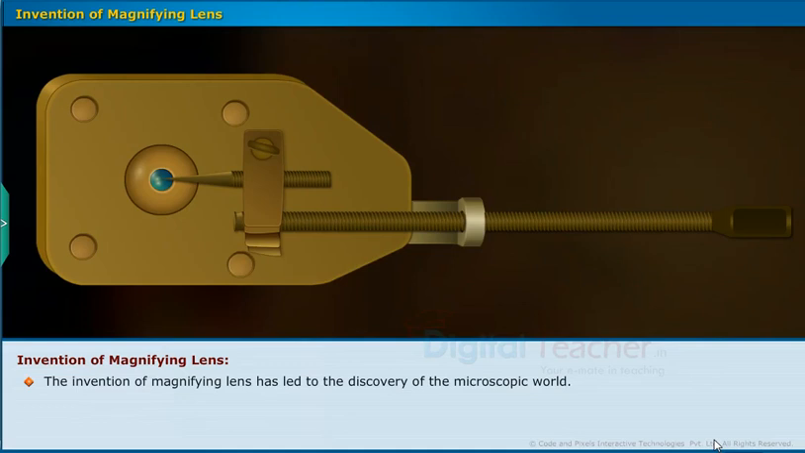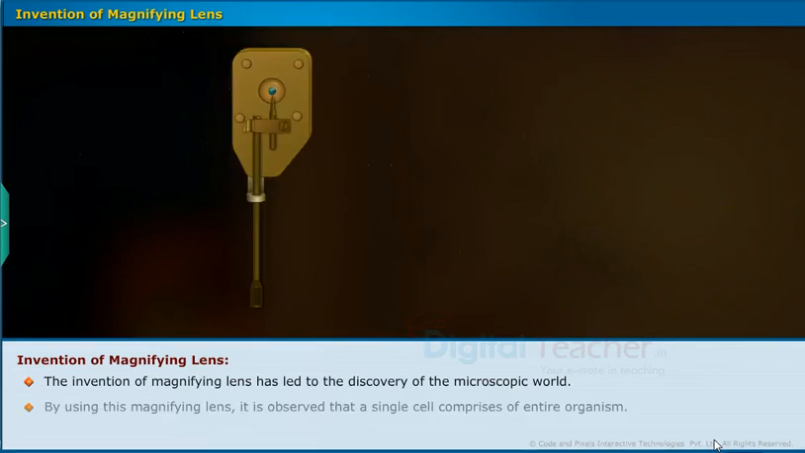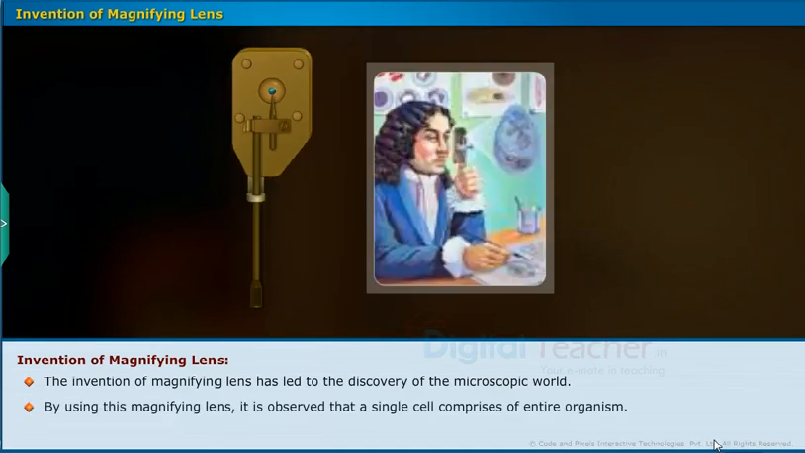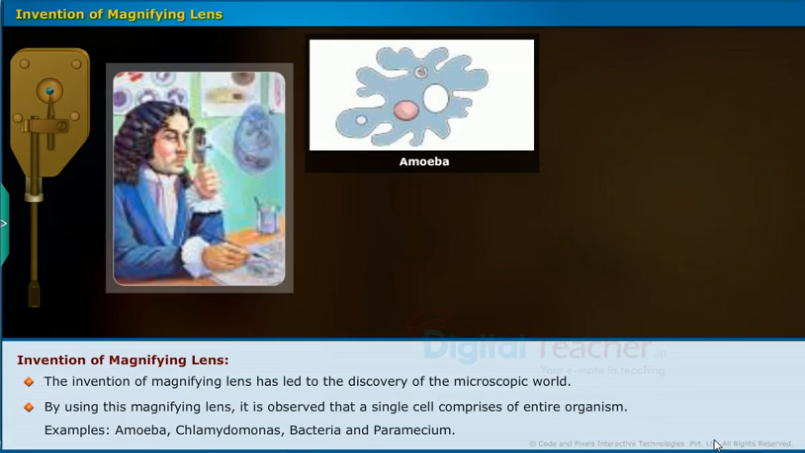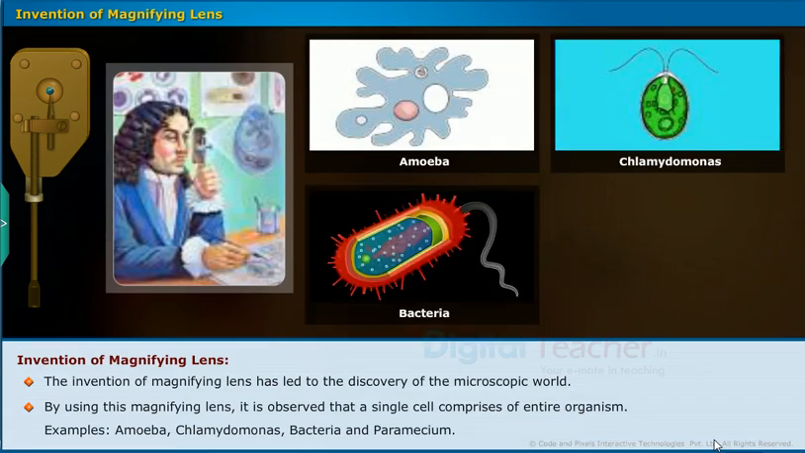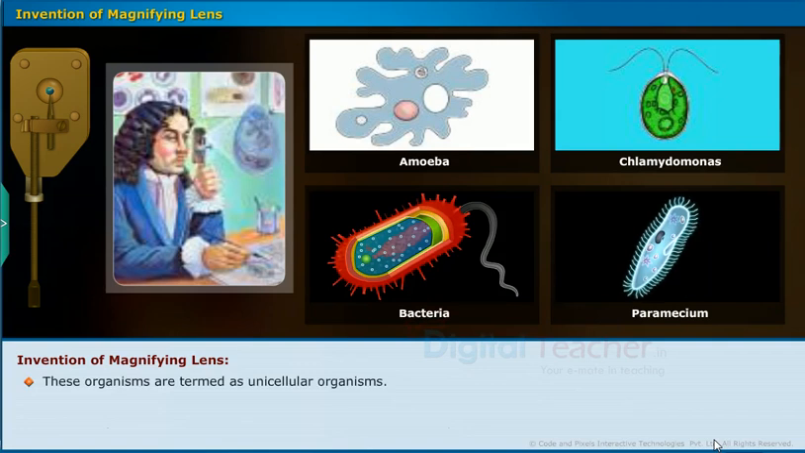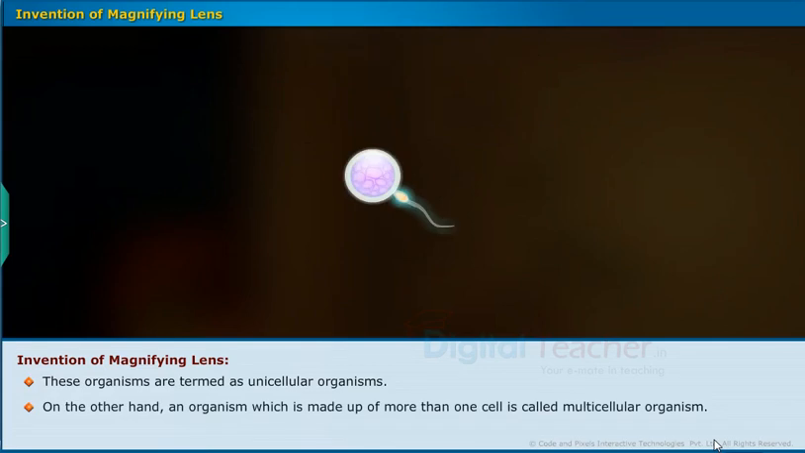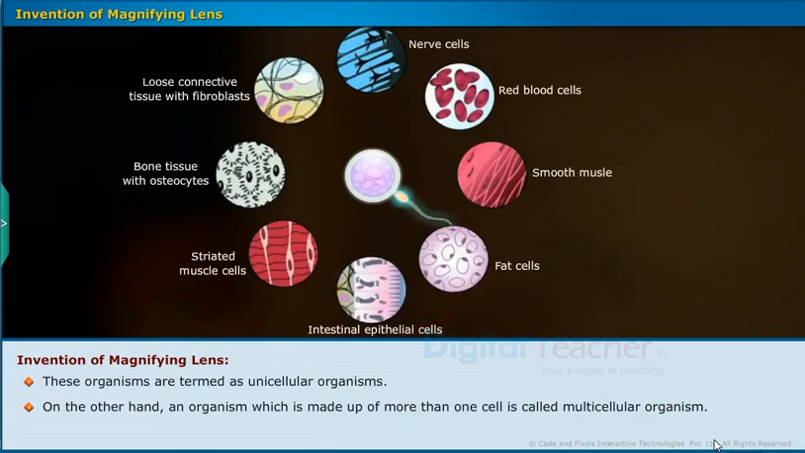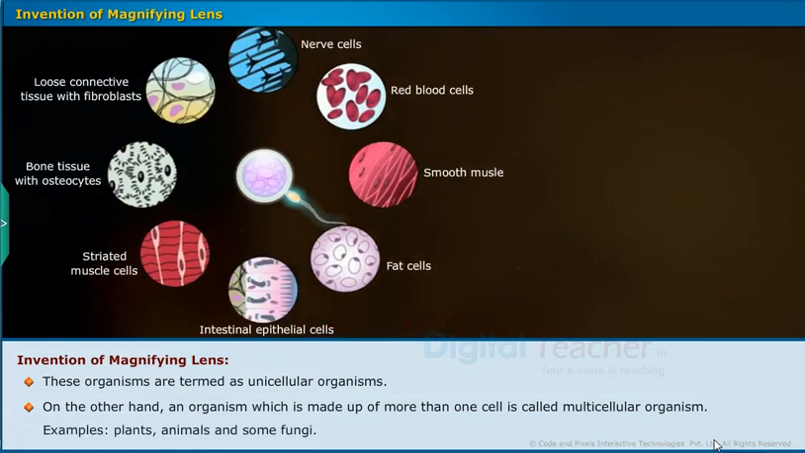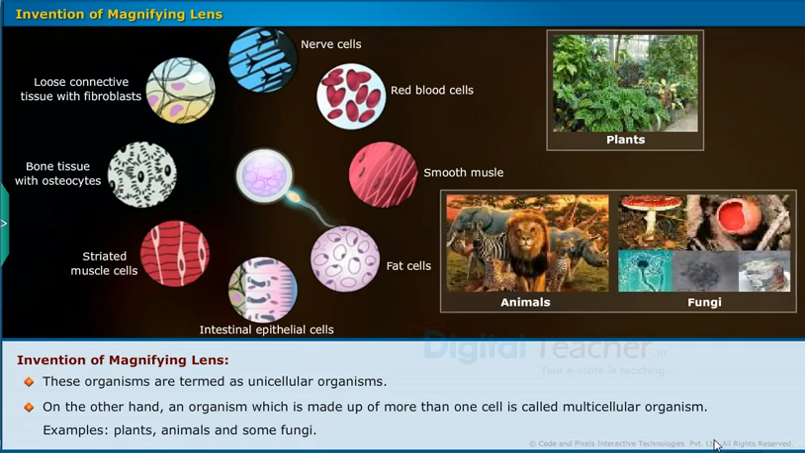The invention of magnifying lens has led to the discovery of the microscopic world. By using this magnifying lens, it is observed that a single cell comprises an entire organism. Examples: amoeba, chlamydomonas, bacteria and paramecium. These organisms are termed as unicellular organisms. On the other hand, an organism which is made up of more than one cell is called multicellular organism. Examples: plants, animals, and some fungi.